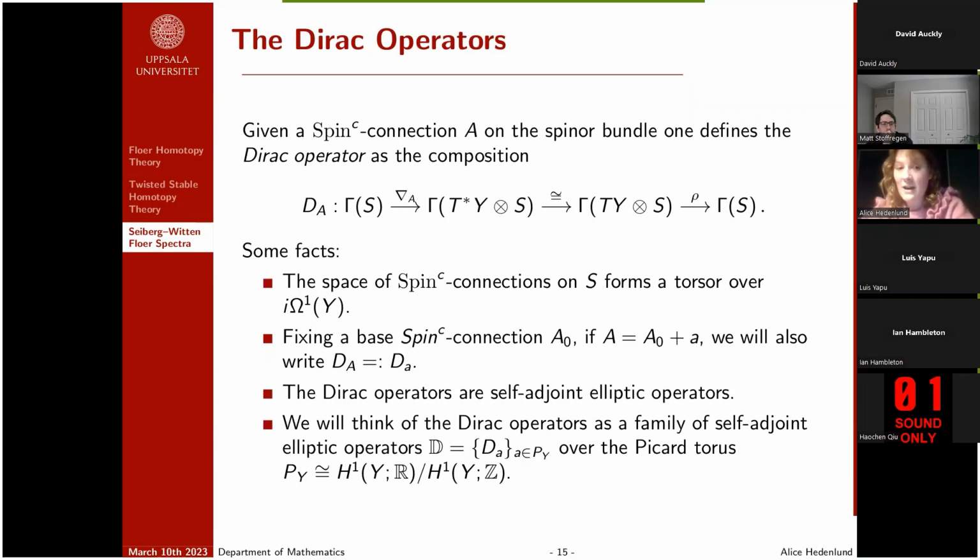Another important fact about these Dirac operators is that they're self-adjoint elliptic operators. So in particular, if our space Y is compact, these are actually self-adjoint Fredholm operators. So they have a well-behaved analysis on them. And what we're going to do is think of the Dirac operators as some sort of family of self-adjoint elliptic operators over the Picard torus.